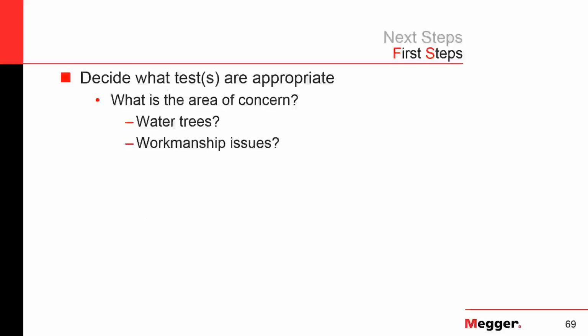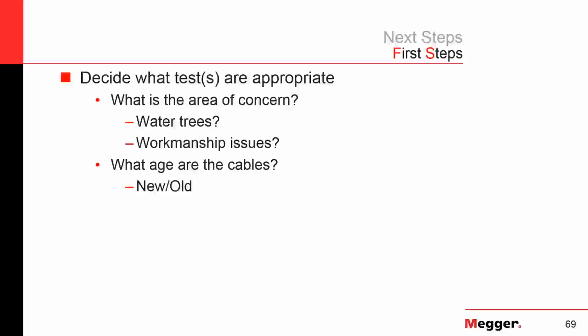So what are the next steps? The first steps you have to take are to decide what tests are appropriate. What are your areas of concern? Water trees, workmanship issues. Take a look at that slide that I just showed and make that decision and come to that conclusion first so that we can make that targeted plan.